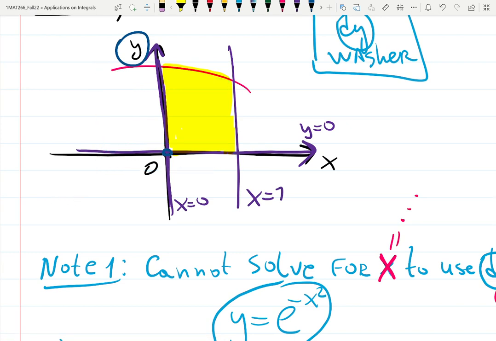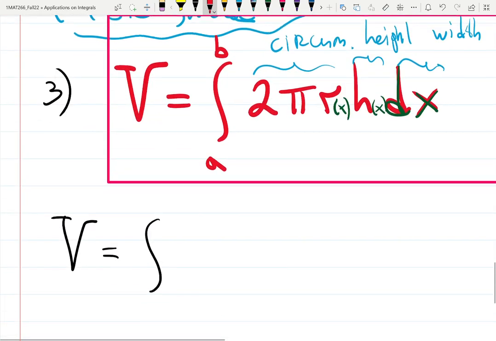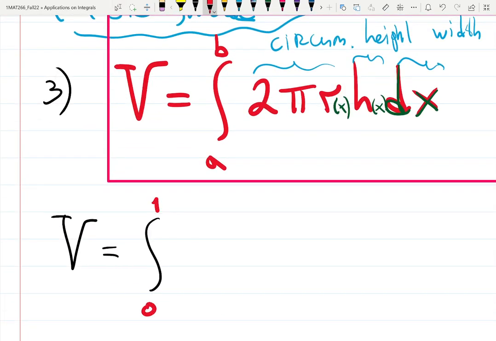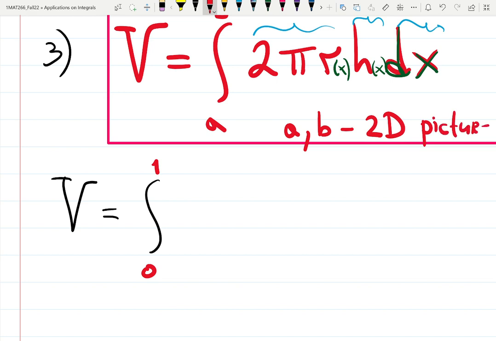I will keep it like so. And then I will mention this is y. Because a and b are coming from the 2D picture, from 0 to 1. A and b are coming from the 2D picture. That's the difference.